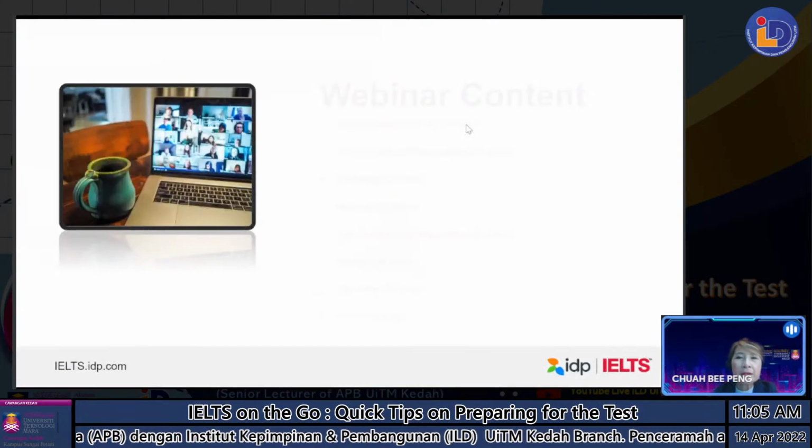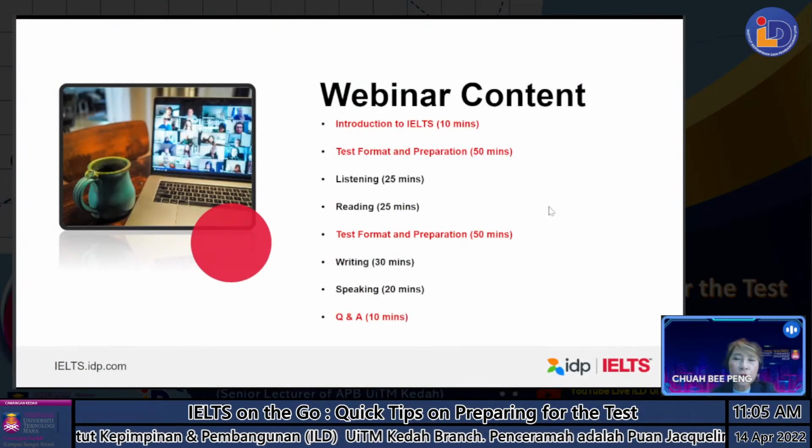This is what I hope to achieve today. We are going to have a quick introduction to IELTS about what it is. If you haven't done the test before, at least you know what it is in about 10 minutes. And then we're going to go on to talk about the test format and preparations for the 2 major modules of this test, listening and reading. After that, I will go on depending on how fast I go and how many questions I'm getting. If you need a break, just let me know. We can slot in a 5-minute, 10-minute break in between.